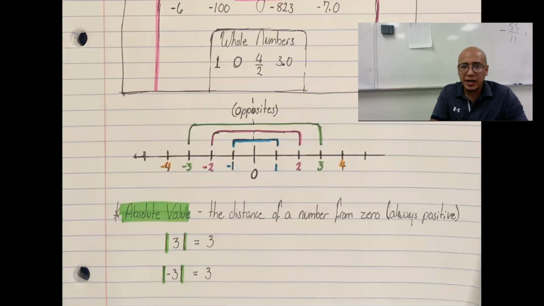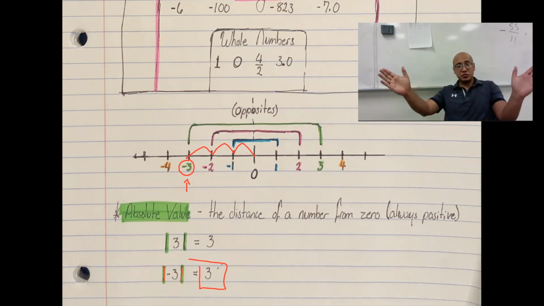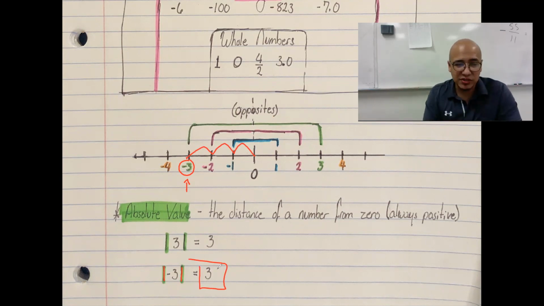Okay, what about something like negative 3? We find negative 3 over here on the left side of the number line. We want to know the absolute value of negative 3, beginning at 0. The distance is going to be a distance of 1, 2, 3. Notice how it has the same distance. It might be in the opposite direction, but it's still the same.